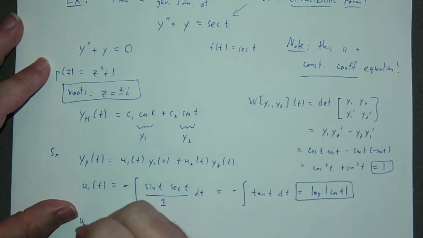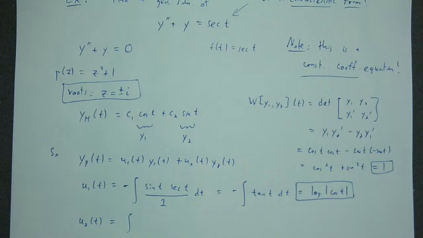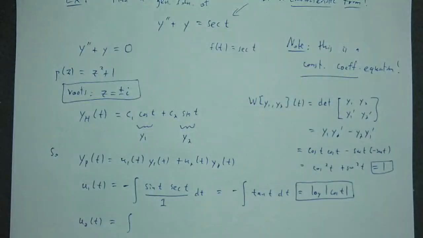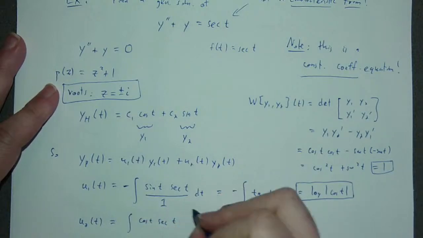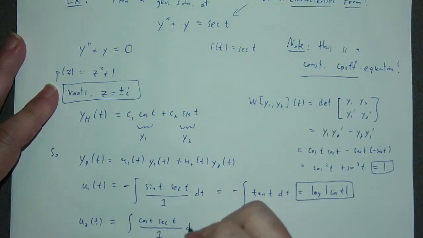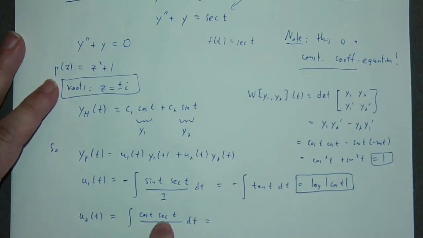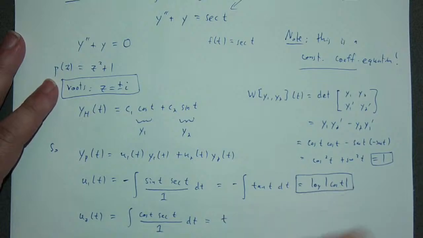So u2 of t is the integral of, remember, y1 times f over the Wronskian. So y1 is cosine t times secant t over 1 dt. Cosine times secant t, though, that's just 1, because secant t is 1 over cosine. So cosine t times 1 over cosine t is just 1. So this is just t, right?